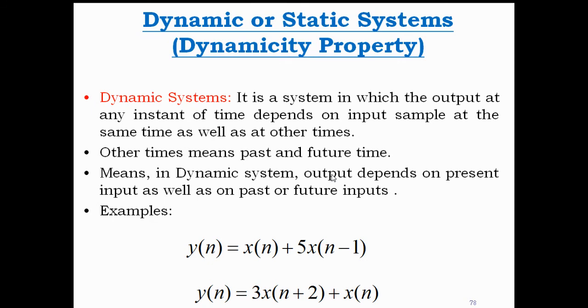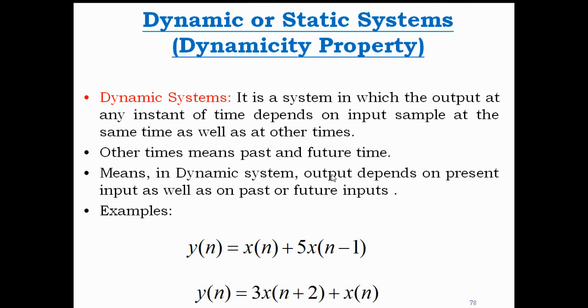So let us read this particular definition one more time. A dynamic system is the system in which the output at any instant of time depends on the input sample at the same time as well as at other times also. Here other time means, as I explained earlier, it depends upon past and future time also. Past is nothing but the delay signal, and future is nothing but the advance signal. A dynamic system is the system where the output depends upon present, past, or future signal.